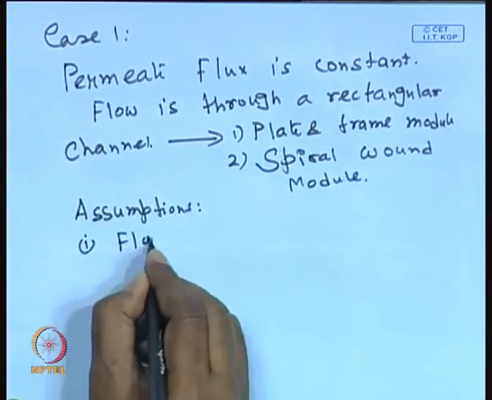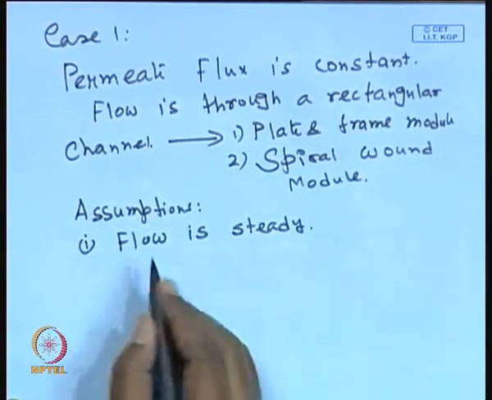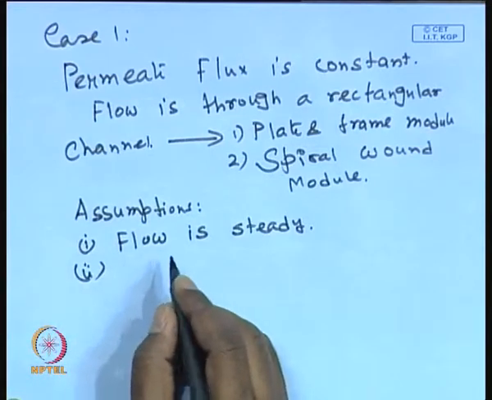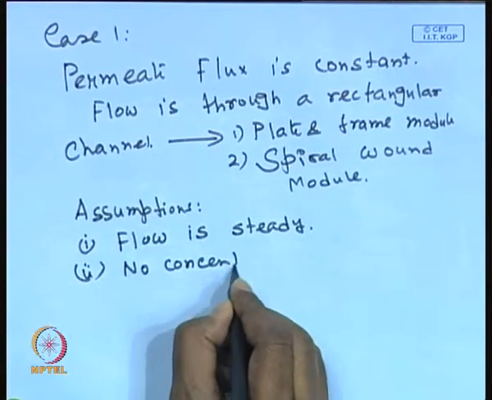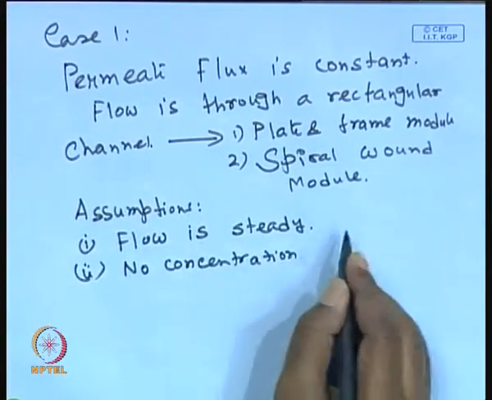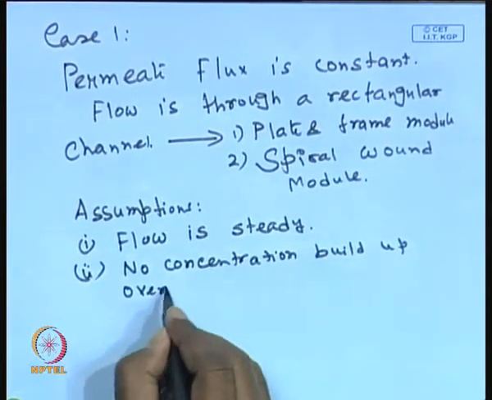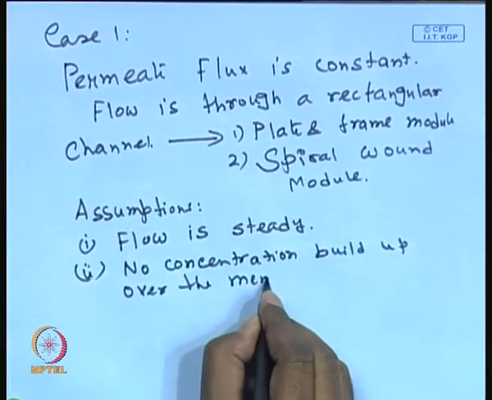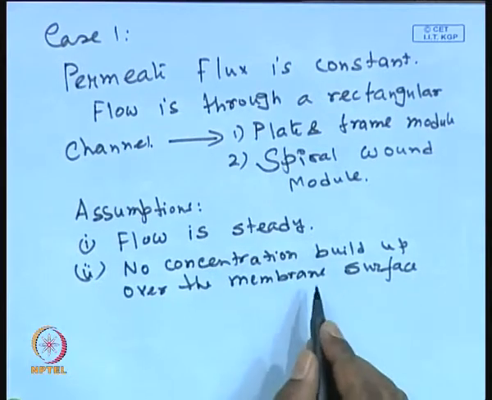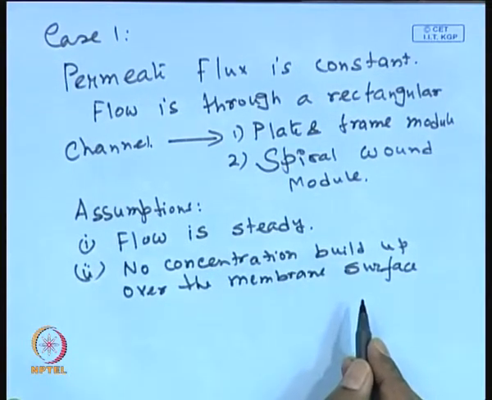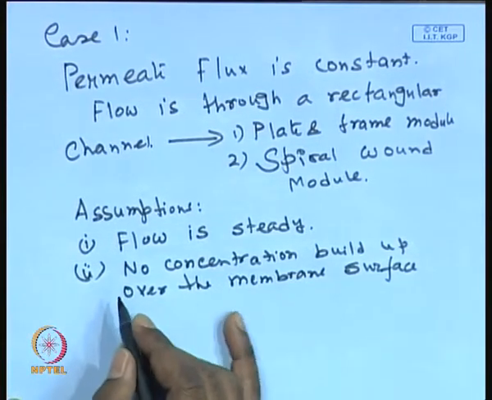Number 1, flow is steady. Okay. Secondly, no concentration buildup over the membrane surface. That means there will be no resistance against the solvent flux because of the presence of a concentration boundary layer. That will ensure that the permeate flux is almost constant. Okay.